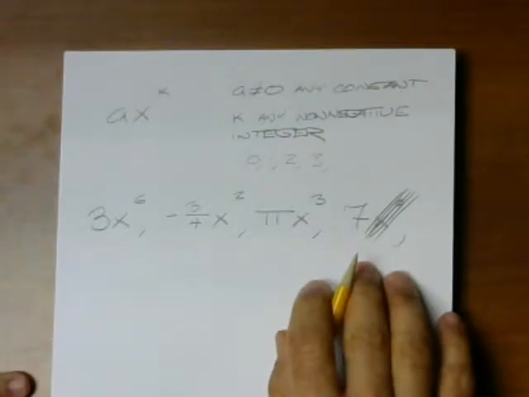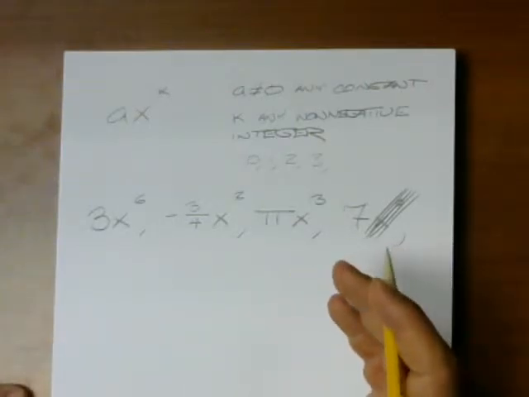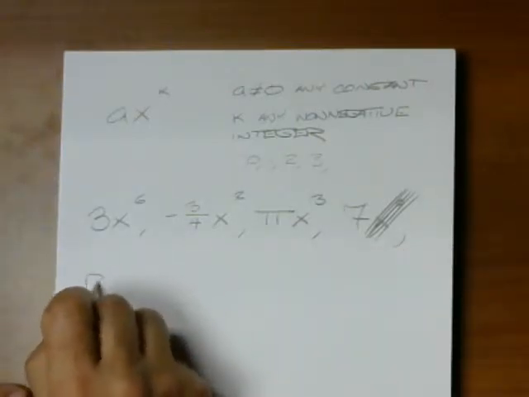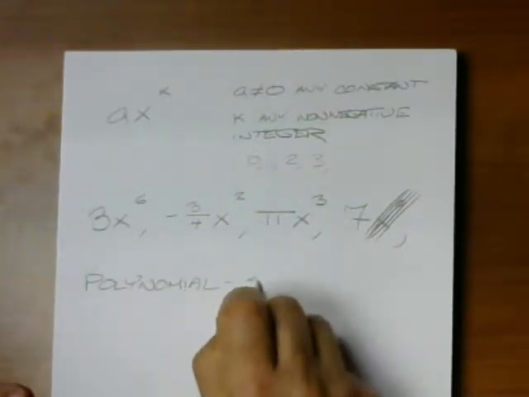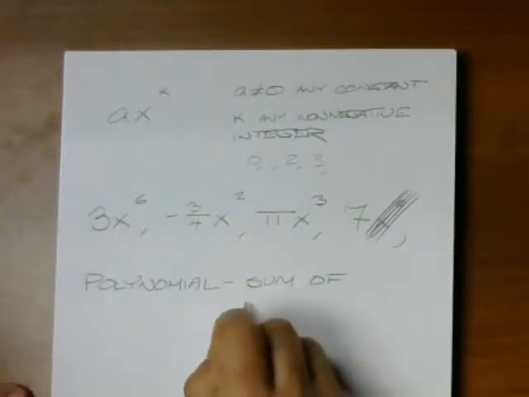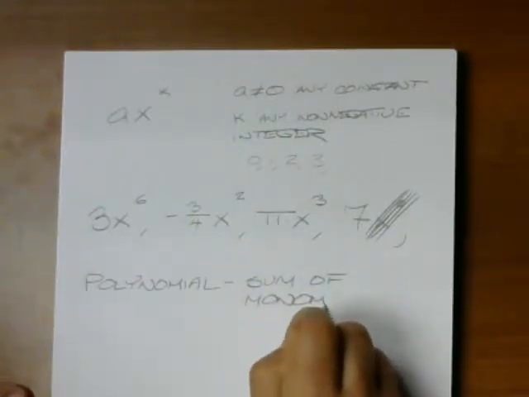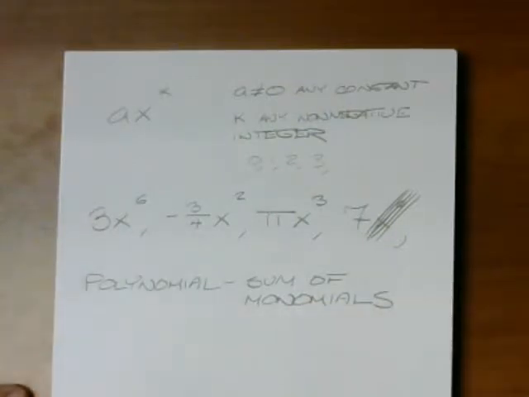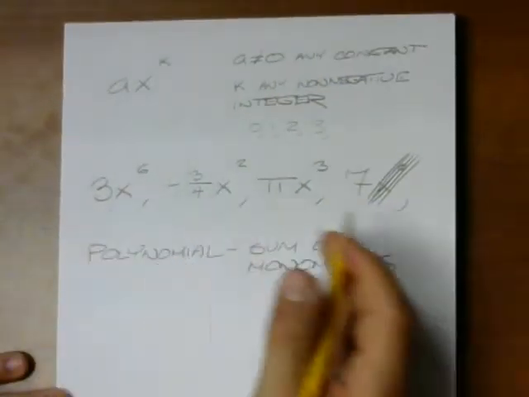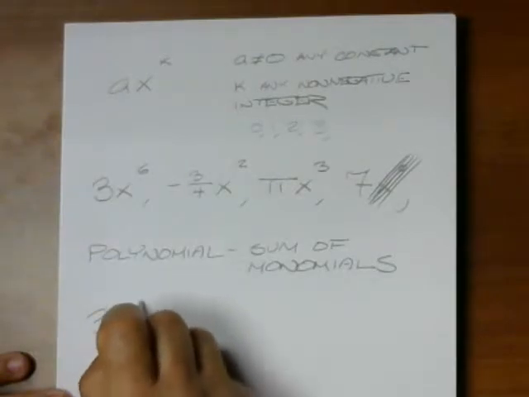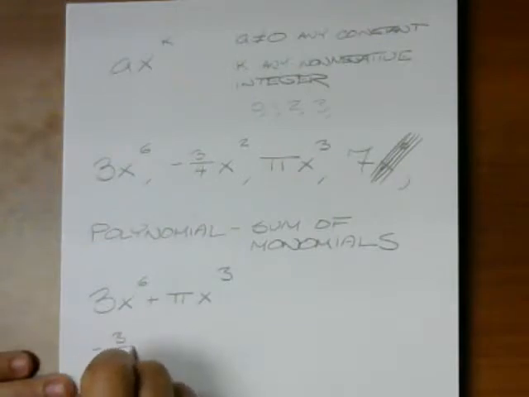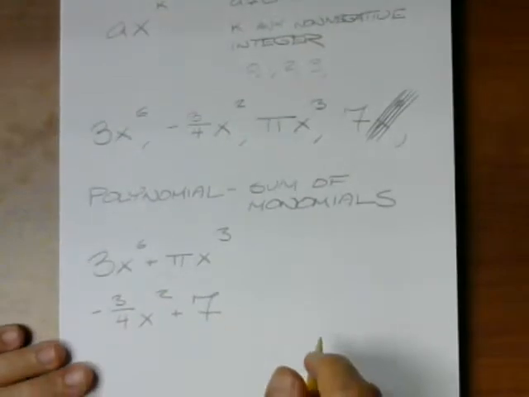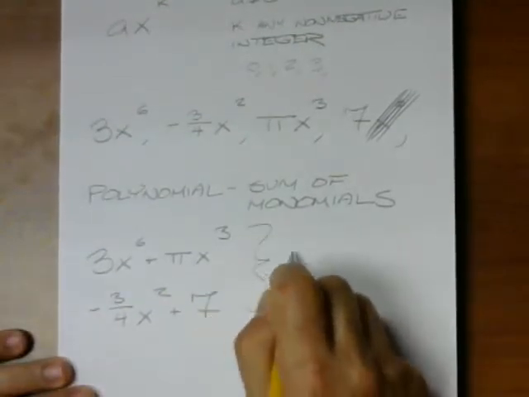What else do we have? Well, things like this. And what we want to do now is define a polynomial. And a polynomial is a sum of monomials. So basically it's going to be something like 3x to the 6th plus pi x cubed. Or maybe -3/4 x squared plus 7. So these would be polynomials.